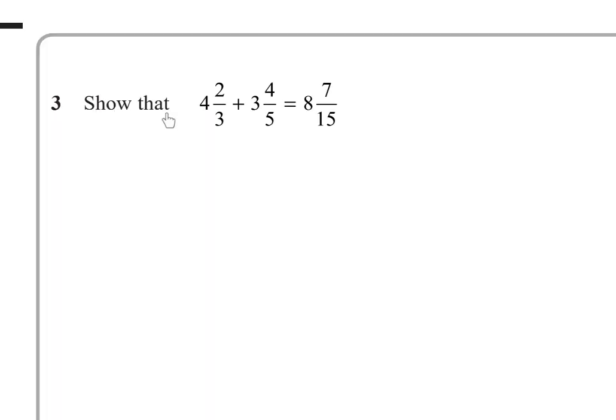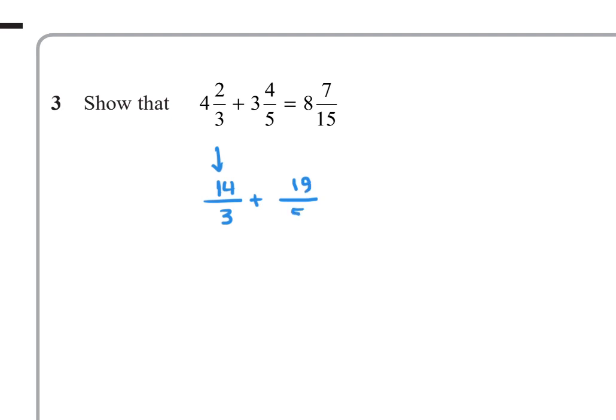Number 3, show that 4 and 2 over 3 plus 3 and 4 over 5 equals 8 and 7 over 15. When we add, we need the same denominator, but first we can convert to improper fraction. 4 multiplied by 3, 12 plus 2, 14. So 14 over 3 plus 3 times 5, 15 plus 4, 19.